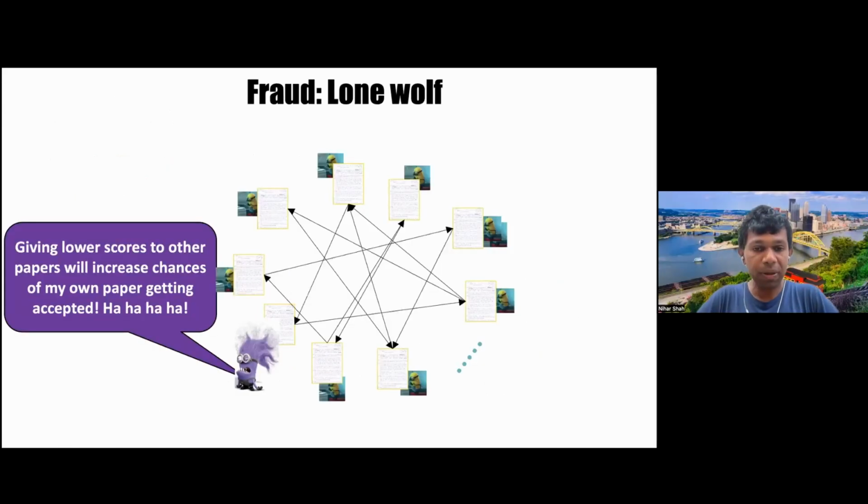The next topic I'll discuss is fraud. There are two kinds of fraud I'm going to consider. One is called lone wolf fraud. So what does this mean? Consider peer review in competitive settings, for example grant proposal review, where you have a fixed budget, or conference peer review in computer science, which is highly competitive and has a fixed acceptance rate. 20% of papers will be accepted, 80% will be rejected, and so on.